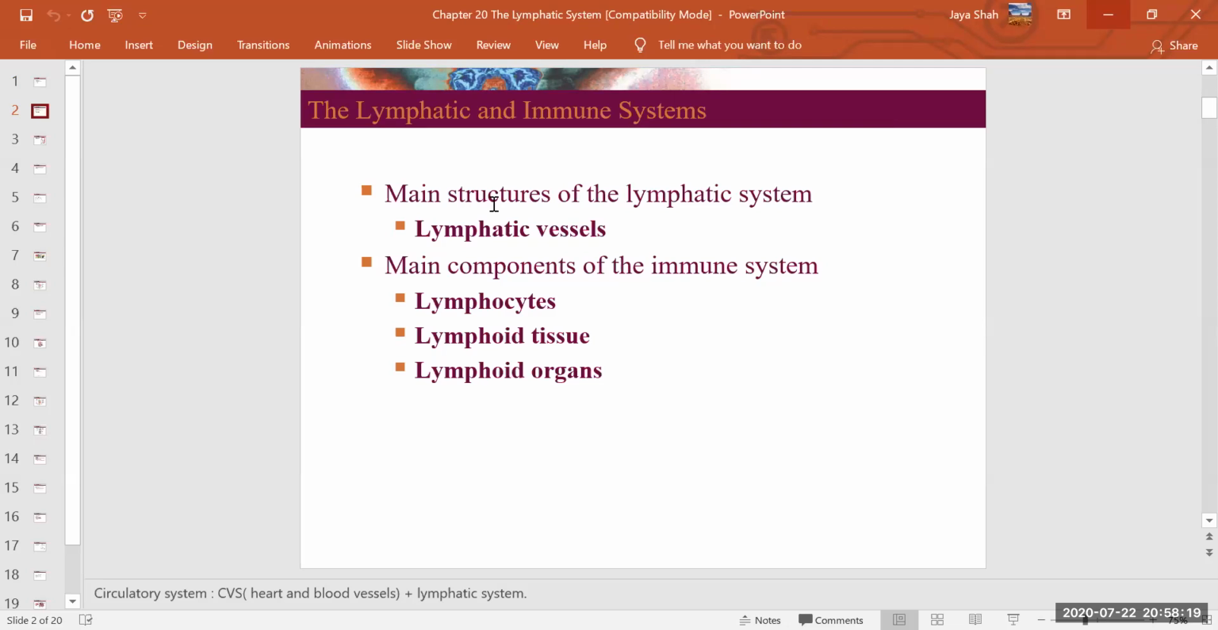In the lymphatic and immune system, the main structure of the lymphatic system is lymphatic vessels. So these two systems are together, lymphatic system and immune system. Lymphatic system's main component is lymphatic vessels, whereas immune system's main components are lymphocytes, lymphoid tissue, and lymphoid organs. Okay.